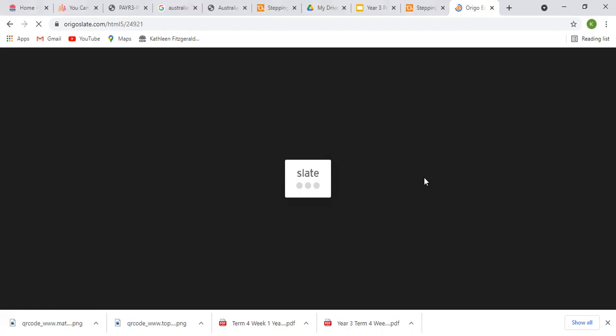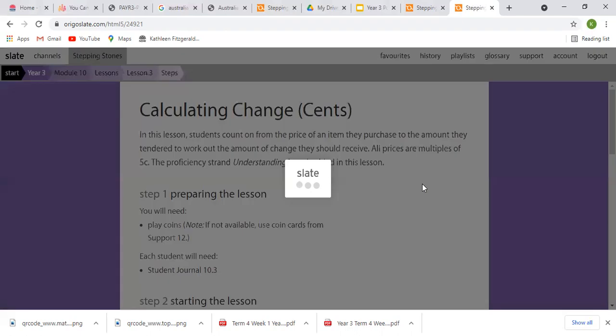Okay, now you're going to be calculating the change for these items. So remember, you need to subtract the amount you give them from the cost of the item. And just waiting for it to finish.